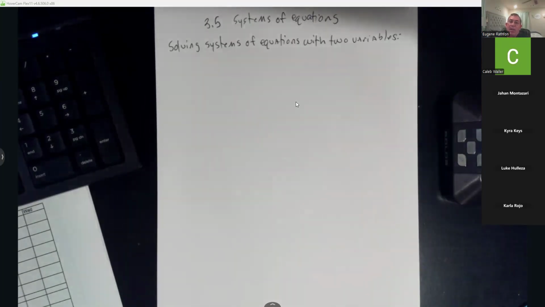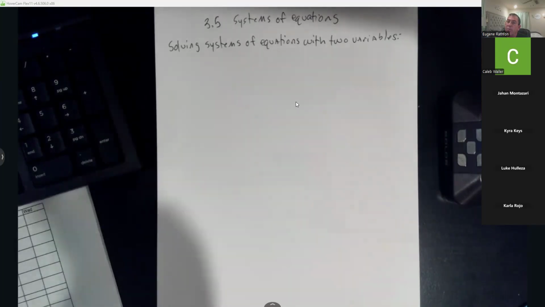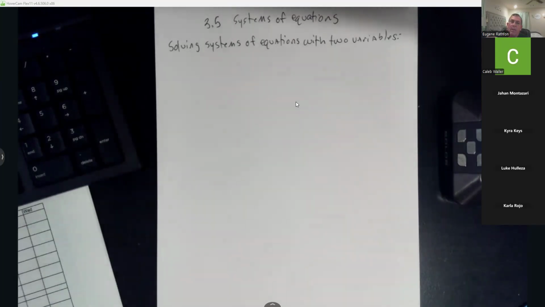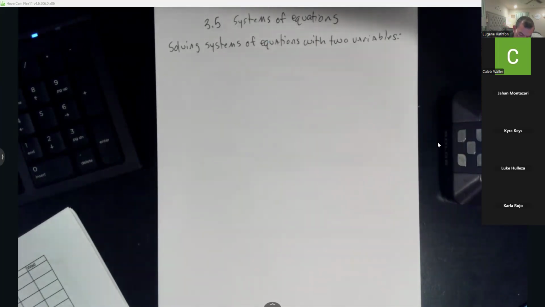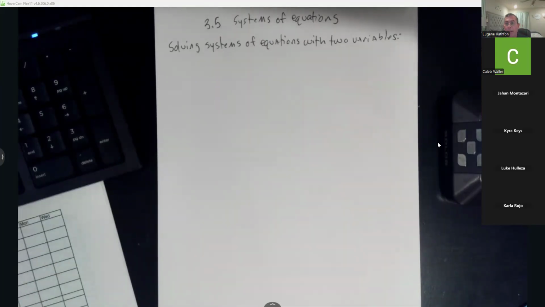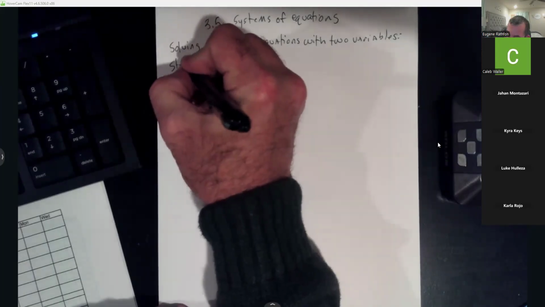And I'll tell you another thing, you need as many equations as you do variables. So if you got two variables, you need two equations. When we solve three variables, we'll need three equations. Okay? All right, so the steps to solving with two variables.